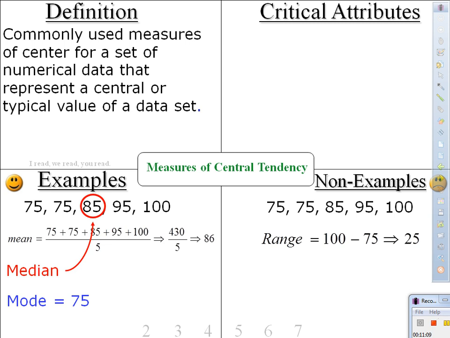Fatima? Subtract the lowest number from the biggest number. Everybody got it? Yeah? Okay.